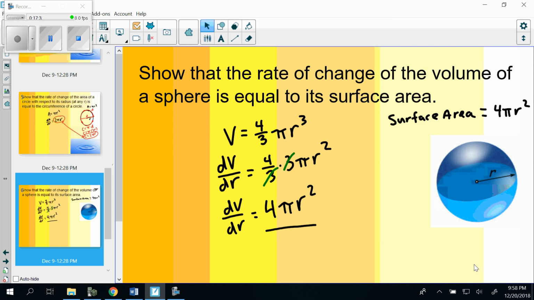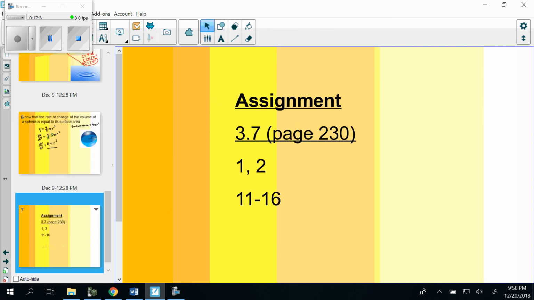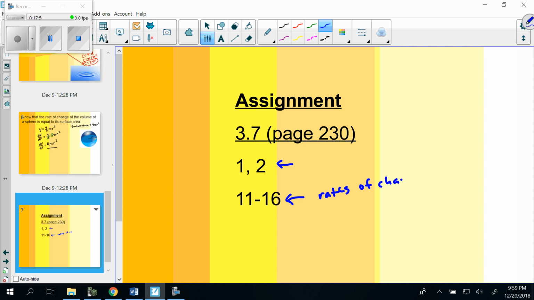Okay, so what you're going to do is work on those motion problems that we looked at yesterday, problems 1 and 2 that we were already assigned. Also, I want you to try 11 through 16 here, looking at rates of change with geometry problems. All right, try them out.